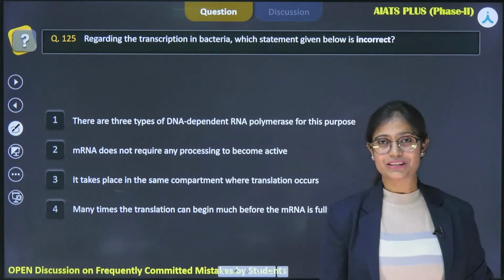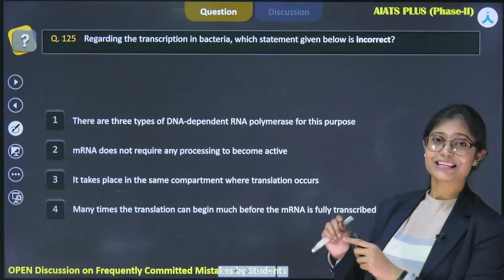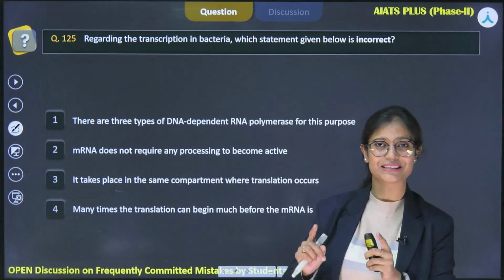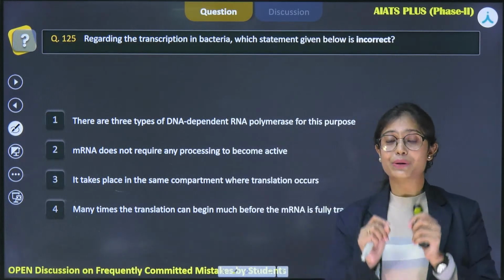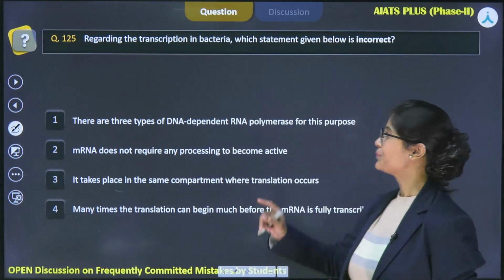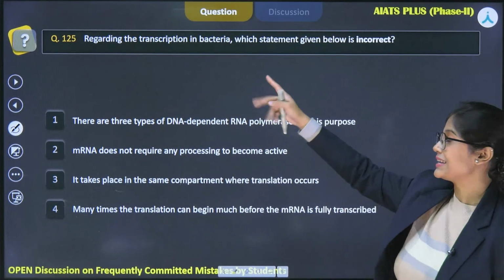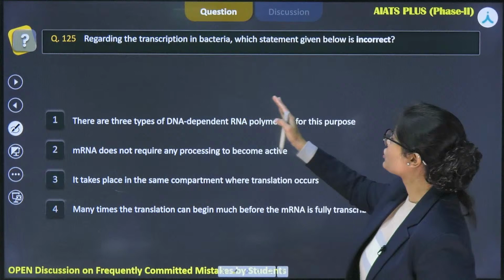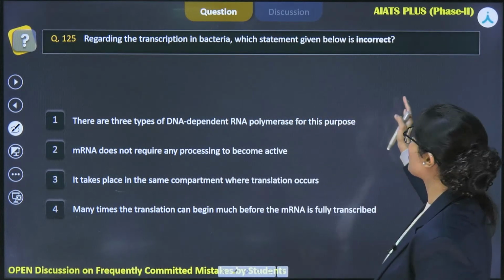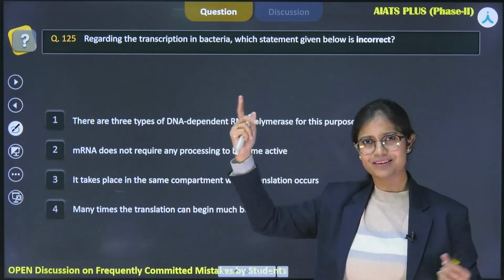Again, from the molecular basis of inheritance, as I have told you, this chapter is really important from the exam point of view. Please read and understand each and every process in this chapter. Now let's see, this question is basically based on transcription. Let's read it. Regarding the transcription in bacteria, which statement given below is incorrect? So here the complete process of transcription, let's read about it.